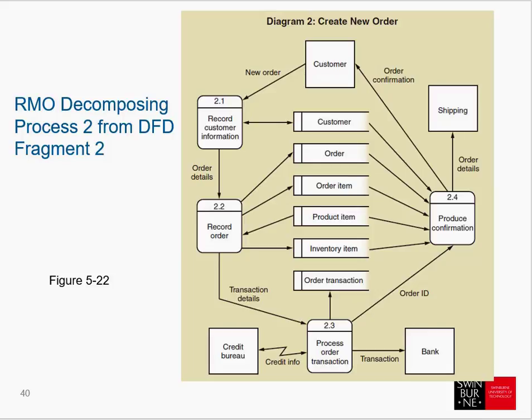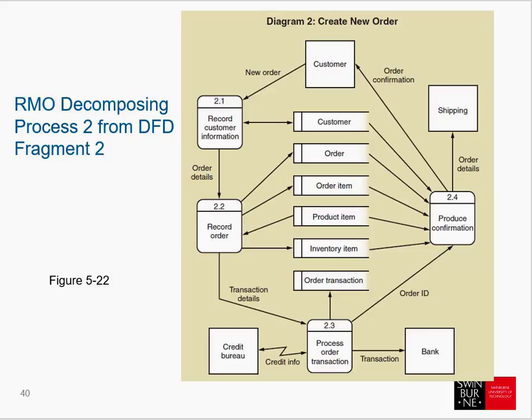So what are these 4 sub-processes? You can see the record customer information sub-process, record order sub-process, process order transaction, then we have produce confirmation. So these sub-processes are viewed as 4 major steps required to complete the create new order use case.